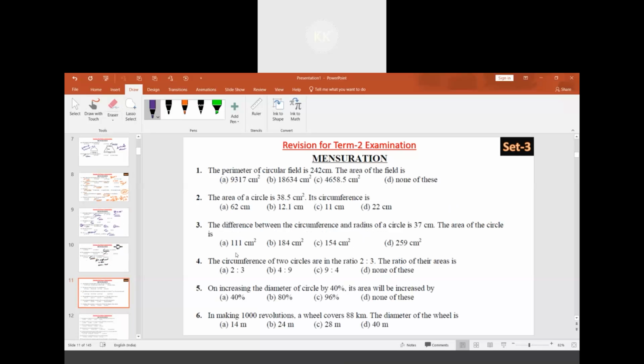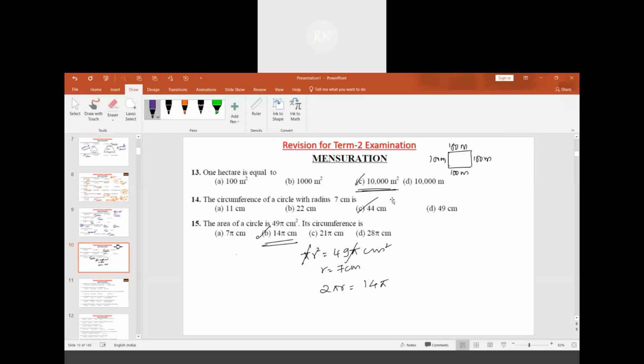Sir, how did you solve the 15th question? I have taken the area, which is pi r square equal to 49 pi. They have given this. I have cancelled out pi on both sides. So r square is 49 centimeter square, so r will be 7 centimeter by taking root. So 2 pi r is the circumference, 2 into pi into 7 is 14 pi centimeter. Option B, sir.